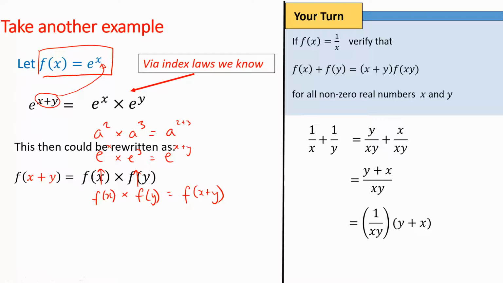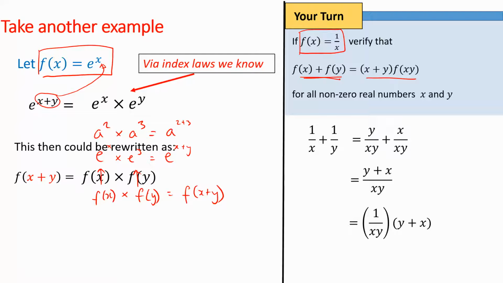Oh, I actually gave you the answer. I forgot to animate that. It was meant to be your turn to do this one. All right, well, if you look at this question, f of x equals 1 on x, so I'm just replacing this as my f of x. I was asking you to verify that f of x plus f of y is equal to this.